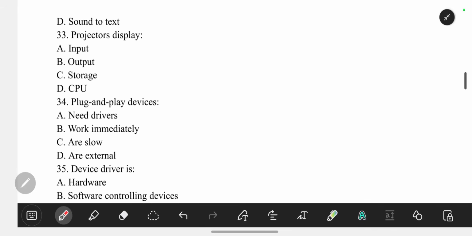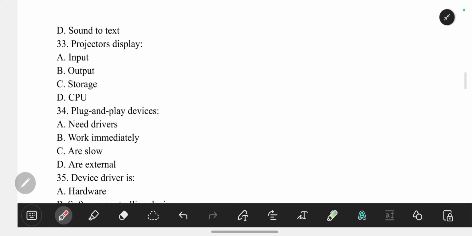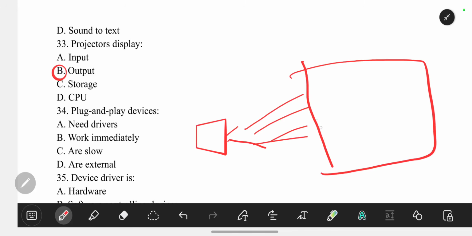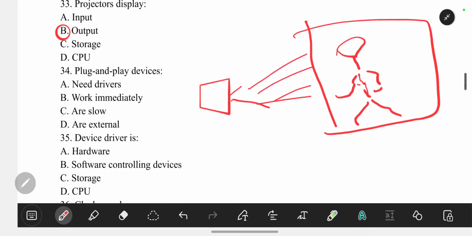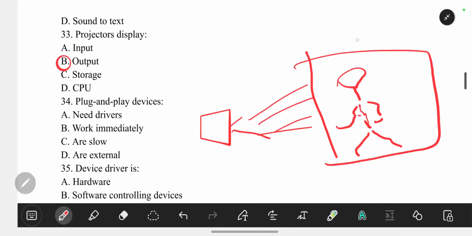Let's move on to number 33. 33 says projectors display output, meaning what we can see. So they display images onto a large surface. If you have a projector here, it is able to project, or rather display, images on a surface to produce whatever is required to be displayed. So that is the working principle of a projector. It is an output device because it shows you what you are able to see on a surface. So a projector is output.